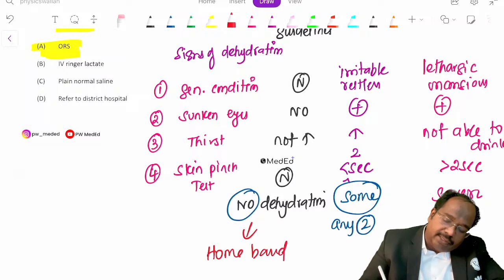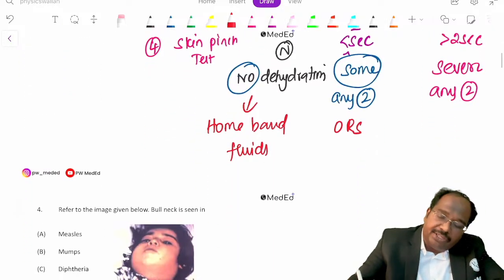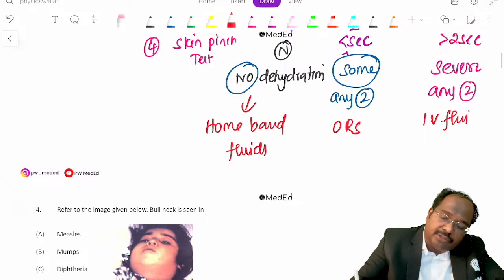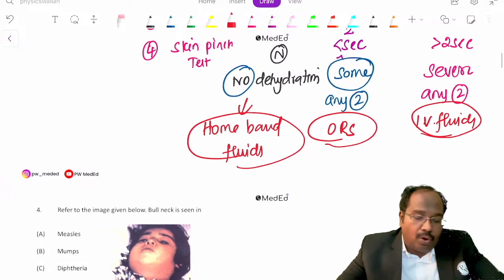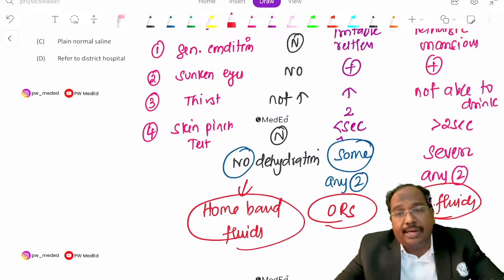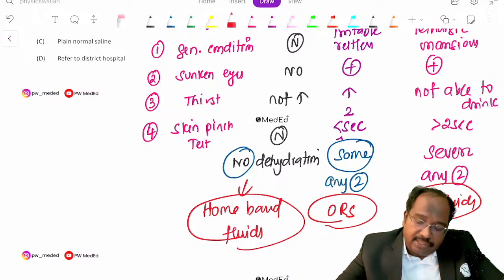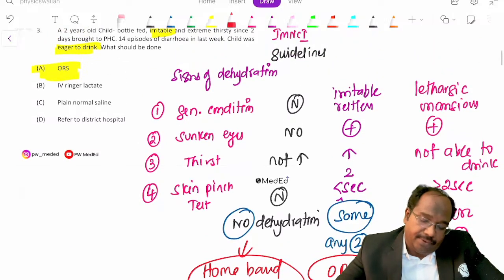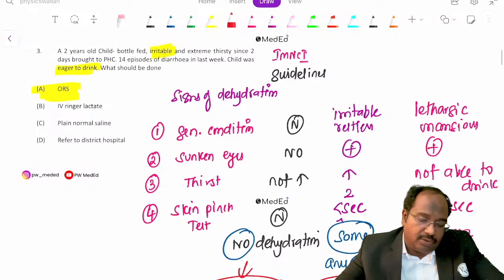Okay, rice water, dal water you can give. Some dehydration, ORS. Severe dehydration, you have to provide IV fluids. That is the treatment. Home-based, you can give ORS and home-based fluids for no dehydration. Some dehydration, you can give ORS. WHO reduced osmolarity ORS is there. Severe dehydration, you can give IV fluids, guys. Okay, fine. So am I clear? Hope this is clear. We'll go to the next question.